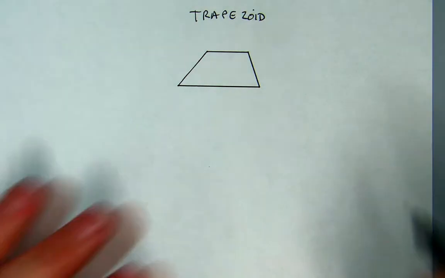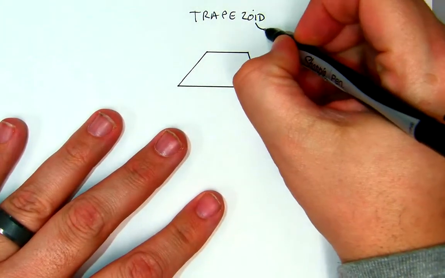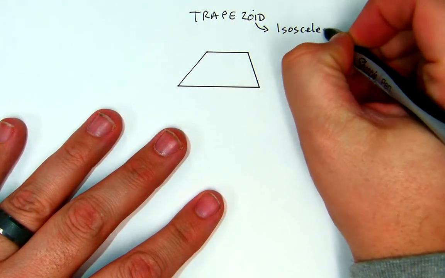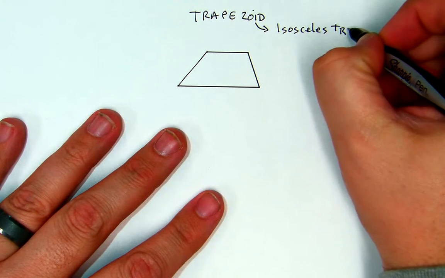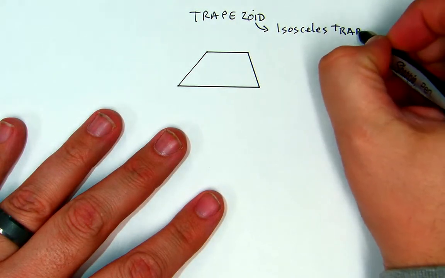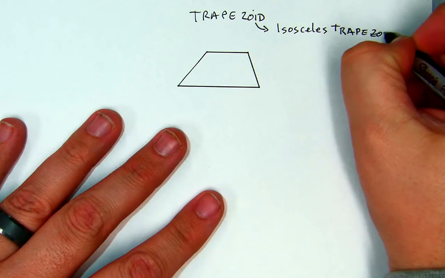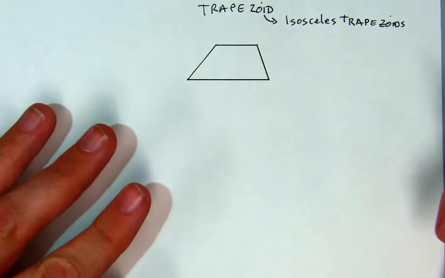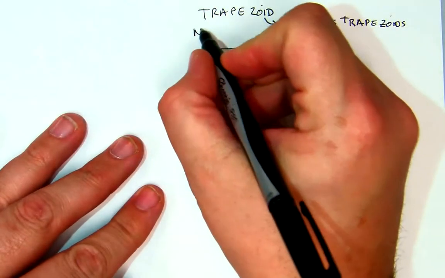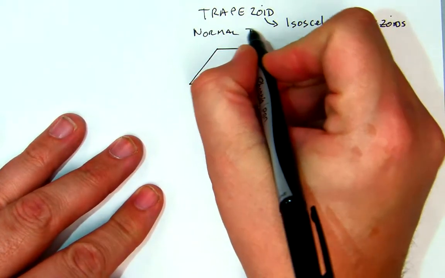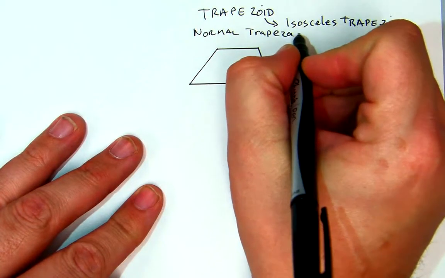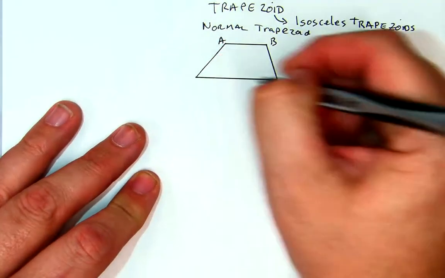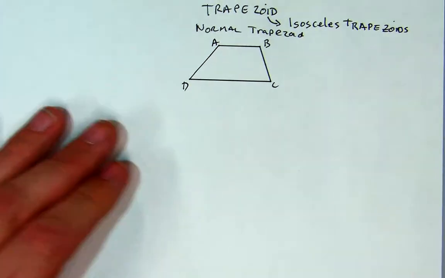Now, there are two types of trapezoids. There's a trapezoid, and then kind of in the trapezoid family, there's an isosceles trapezoid. And if you remember what isosceles means from the triangle unit, it means exactly the same thing. Now, this is just a normal trapezoid. And what I'm going to do is label the points, and I'm going to give you the characteristics. I'm going to give you an area formula too.